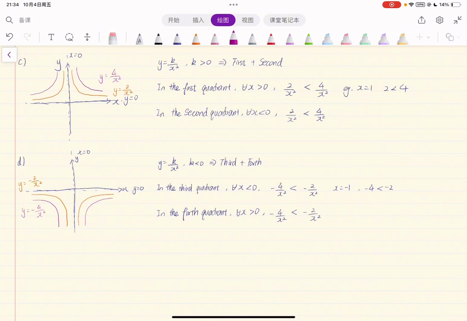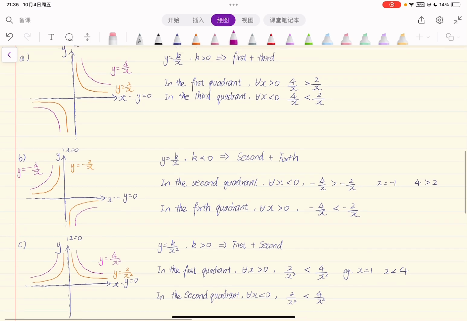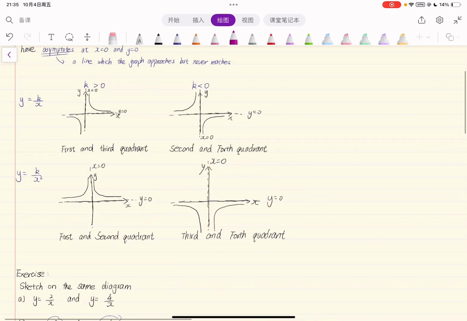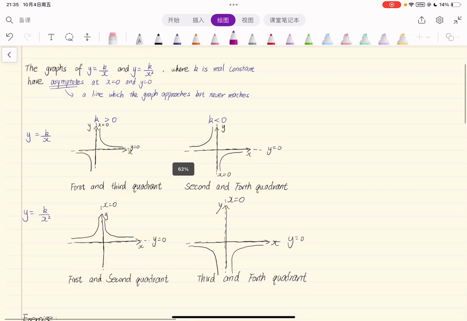When the question asks you to sketch two reciprocal functions, you need to find the relationship between them. So which curve is above which curve, or which curve is below another curve. So for this lesson, you need to remember those parts.